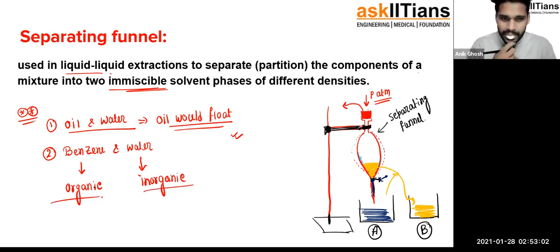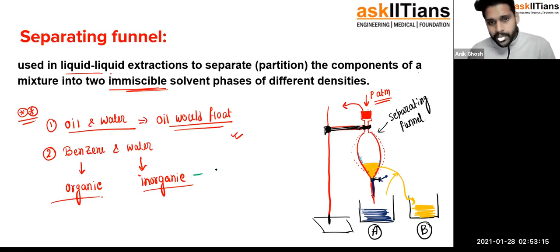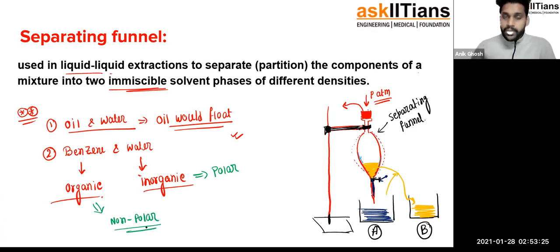Organic and inorganic don't mix at all, because water is a polar substance. You can also say that this water over here is a polar substance, whereas this benzene over here is a non-polar substance, isn't it? So a polar substance cannot dissolve non-polar substances. Only a non-polar substance can dissolve it. So there would be a distinct layer between them, and you'd be able to separate them with the help of a separating funnel. Okay, got this thing clear?